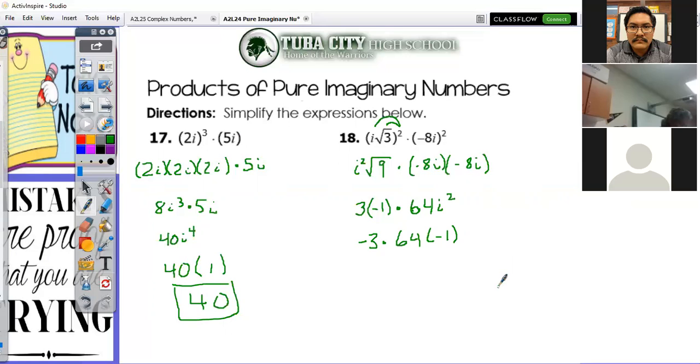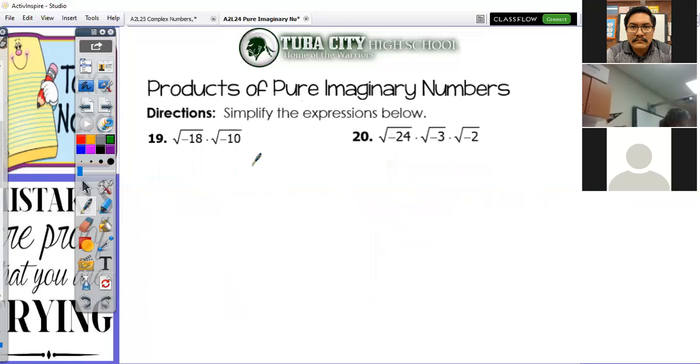And now I need to multiply them together. Oh, wait a minute. So that would be negative 3 times negative 64. Negative times negative is positive, and that would be 192. All right, and we're done with that one. Off to the last one.